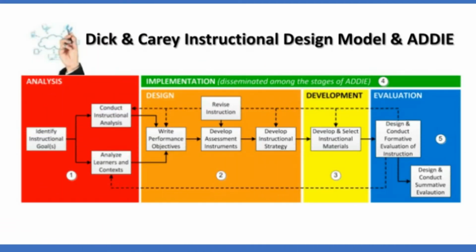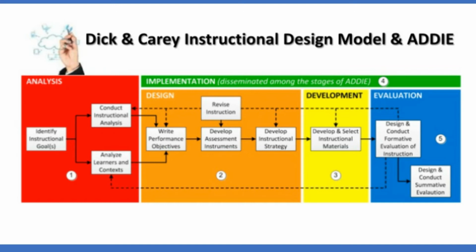Alright, there are 10 parts to the Dick and Carey system approach model. The Dick and Carey system approach is very similar to the ADDIE model. The Dick and Carey model includes every component of the ADDIE model, as you guys can see from the slide, but it breaks the 5 phases of the ADDIE model into 10 smaller components.